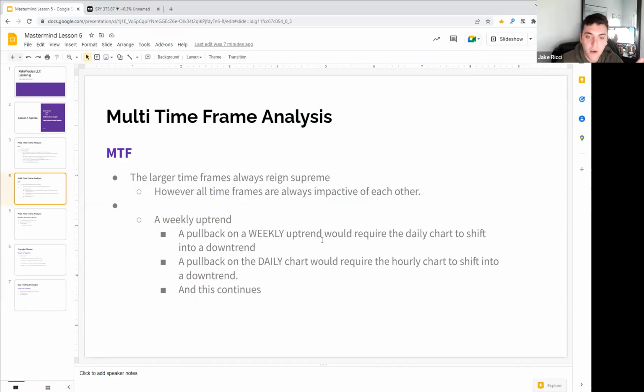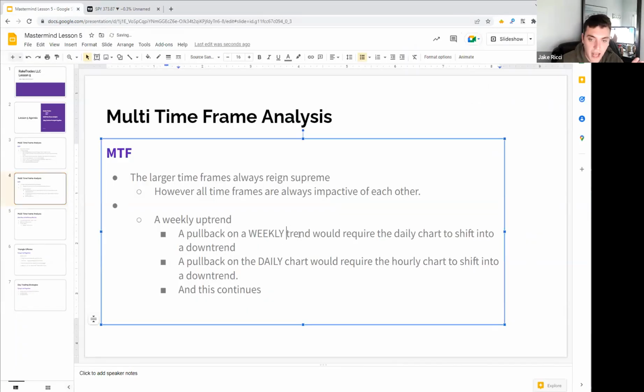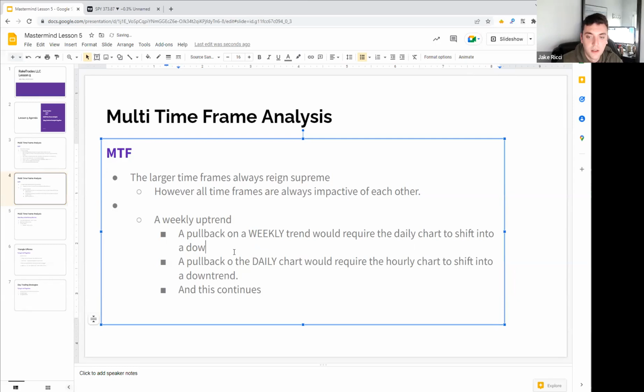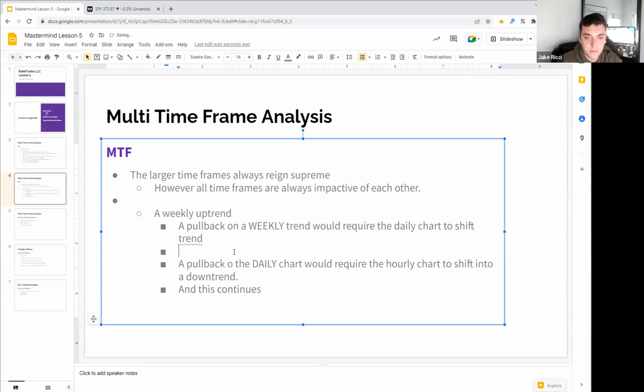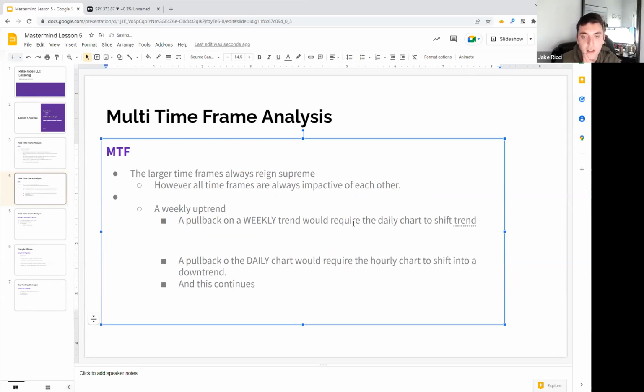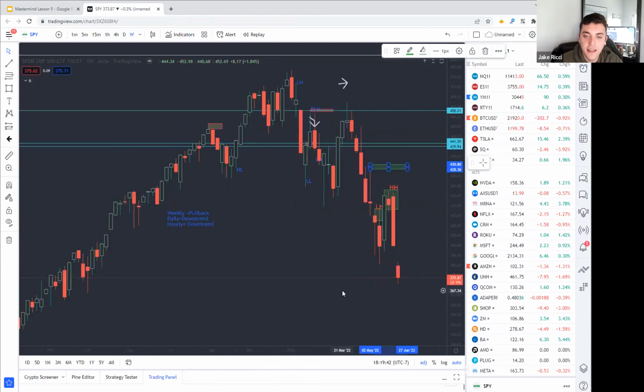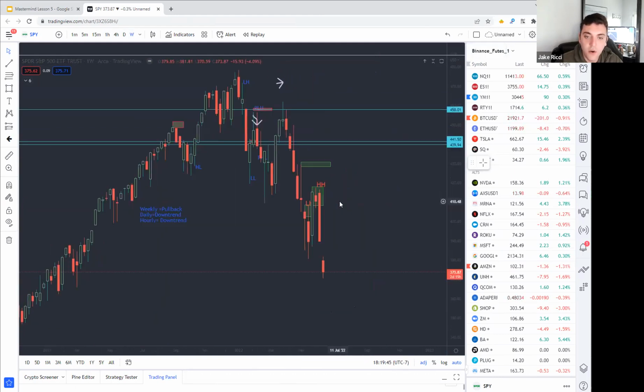Right now, what we just talked about, a pullback on a weekly trend, I'm just going to change this to make it applicable to whether it's an uptrend or a downtrend. So a pullback on a weekly chart would require the daily chart to shift trend. This is the daily chart attempting to shift trend, attempting to push back into a daily uptrend. Now, if we flip to the weekly chart, this is nothing more than a weekly pullback. And let me get all this stuff out of the way now so we can just see the bars by themselves.